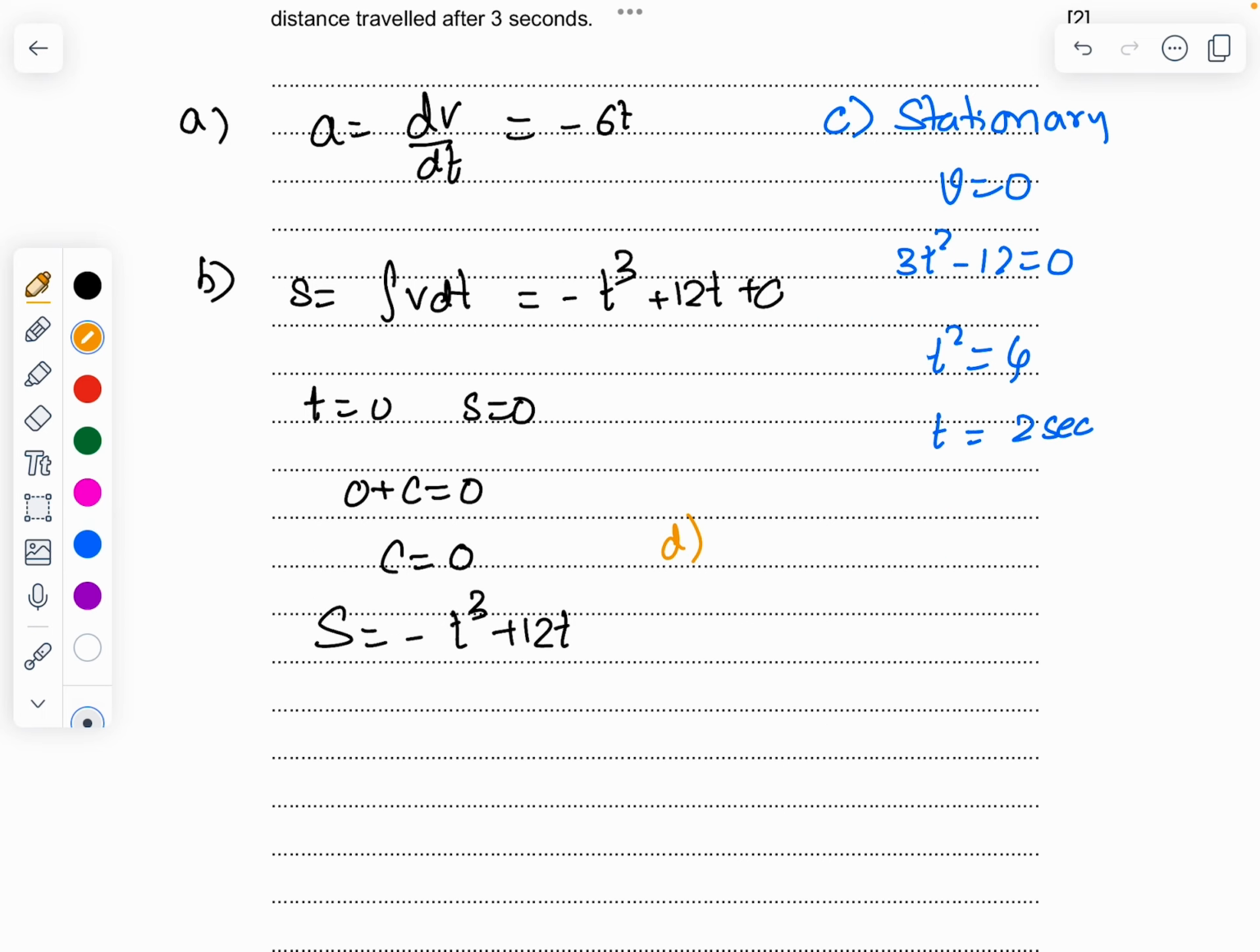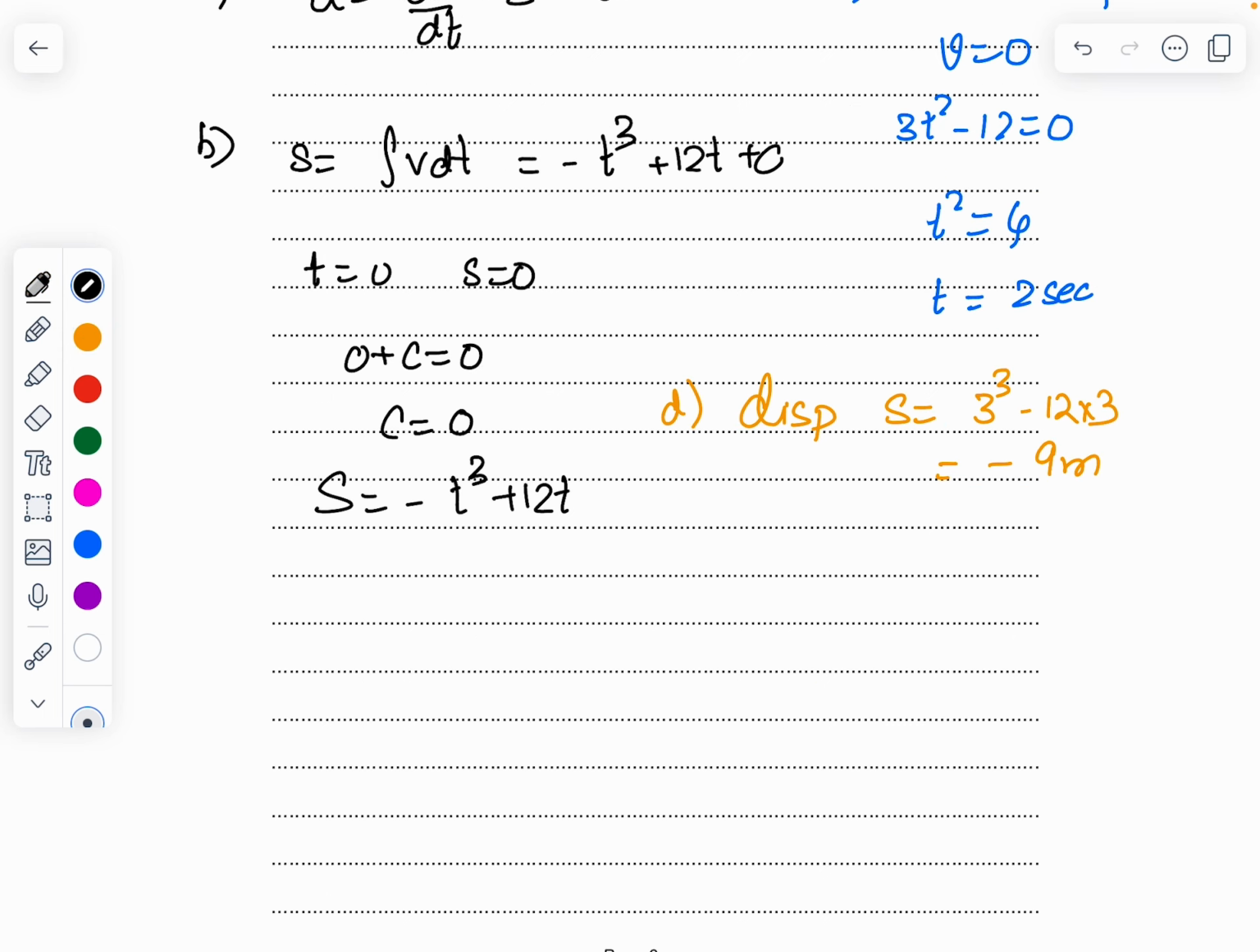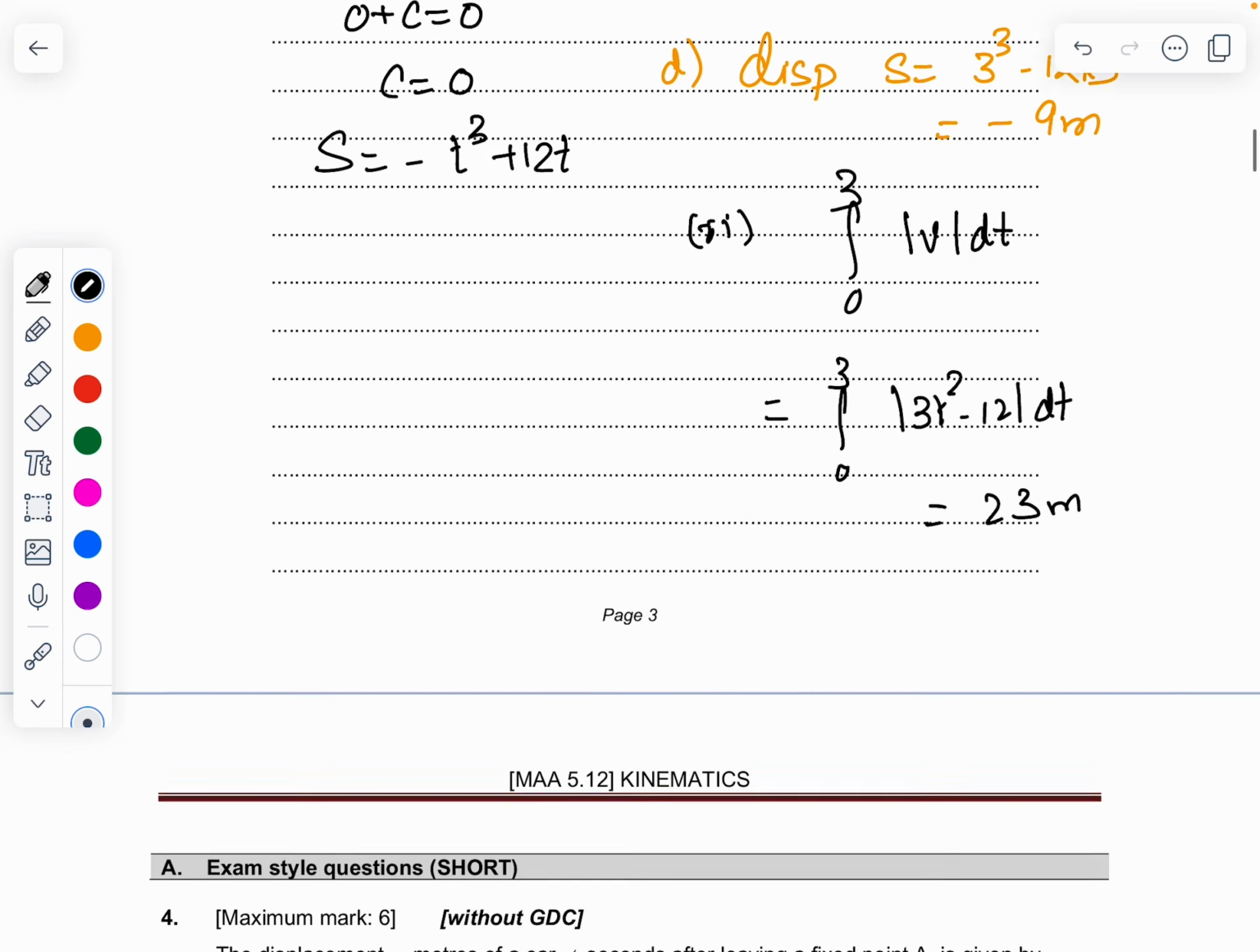So displacement after 3 seconds. So s equals 3 cube minus 12 times 3, which is minus 9 meters. Now for the distance traveled, not displacement, what you are supposed to do is integrate from 0 to 3 the absolute value of v dt, which is the integral from 0 to 3 of the absolute value of 3t square minus 12 dt, which is going to be nothing but 23 meters. So you have to check very carefully whether it is displacement or distance.